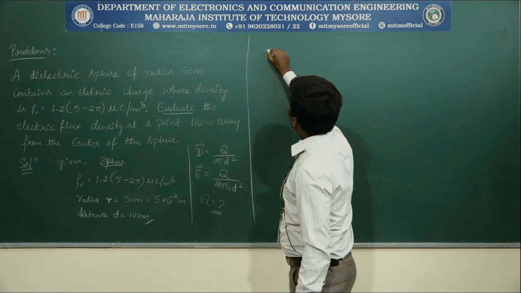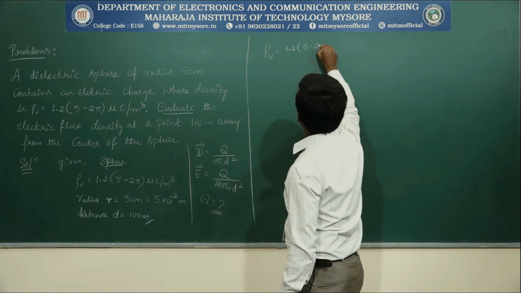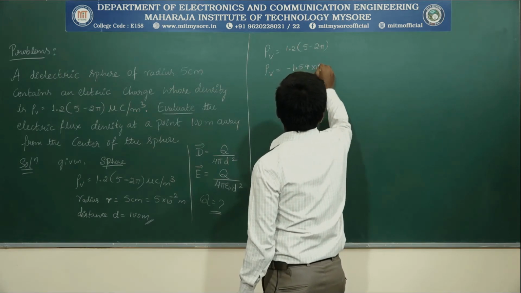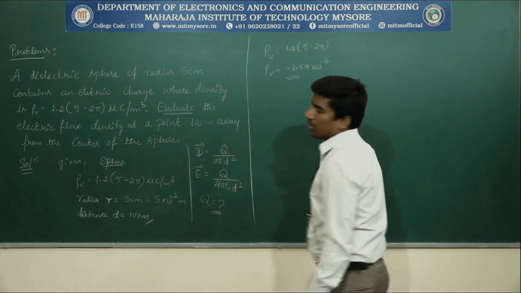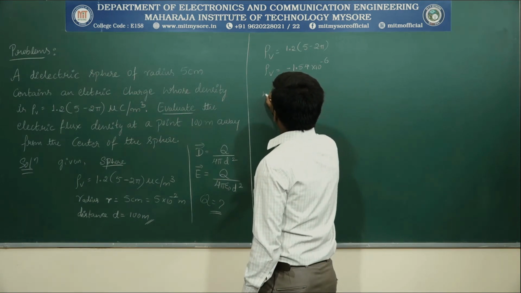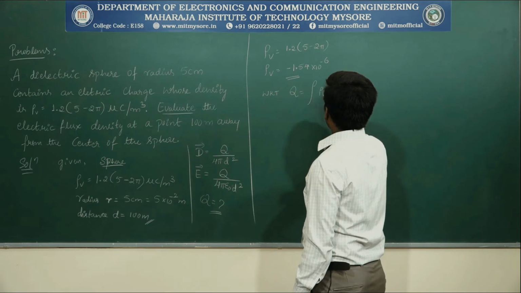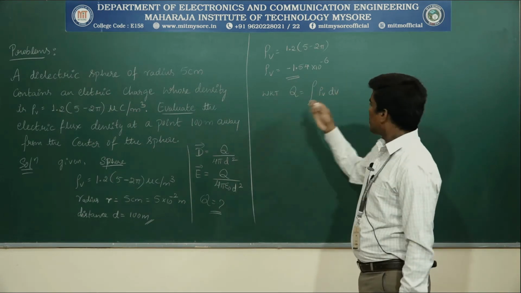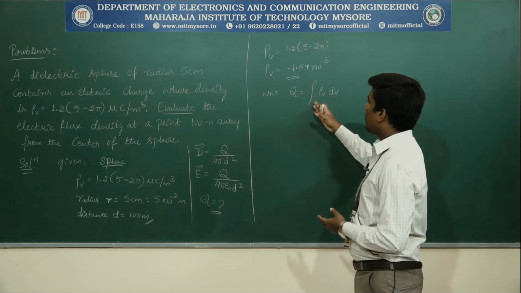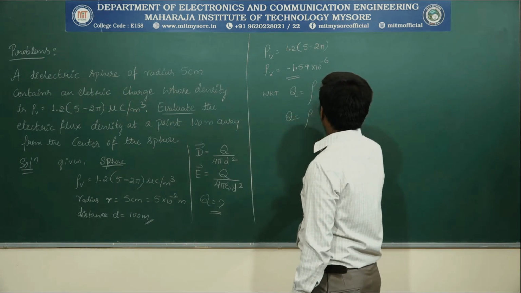Now let me solve for rho v. Rho v is equal to 1.2 into 5 minus 2 pi. If we try to solve this, rho v is equal to minus 1.54 into 10 power minus 6. Since rho v is constant, we don't have any unit for this. So we know that Q is equal to integral of rho v into dv. In our previous discussion, we have seen this equation: Q, the total charge enclosed within the Gaussian surface, is the volume integral of rho v into dv.